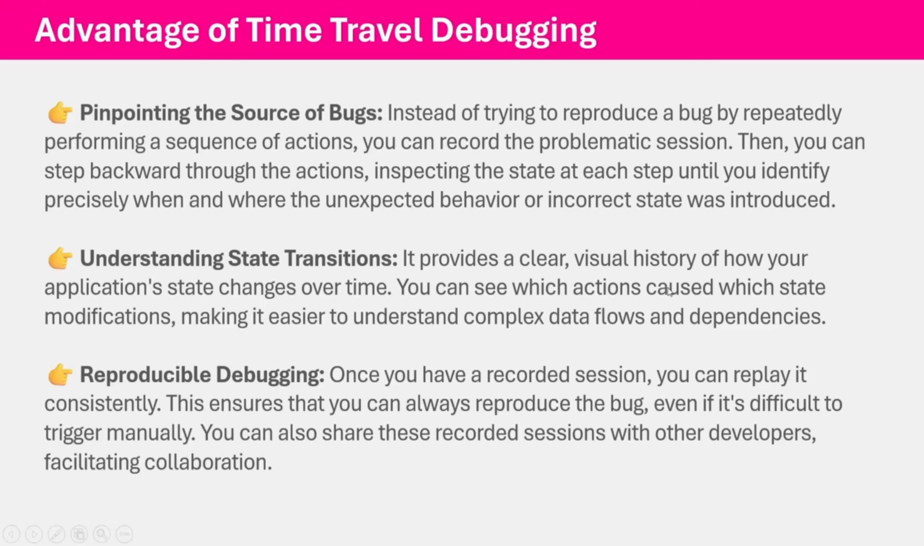Also, time travel debugging provides a clear visual history of how your application state changed over time. You can see which actions caused which state modification, making it easier to understand complex data flow and dependencies. And also, once you have a recorded session, you can replay it consistently. This ensures that you can always reproduce the bug even if it is difficult to trigger manually. You can also share these recorded sessions with other developers, facilitating collaboration.